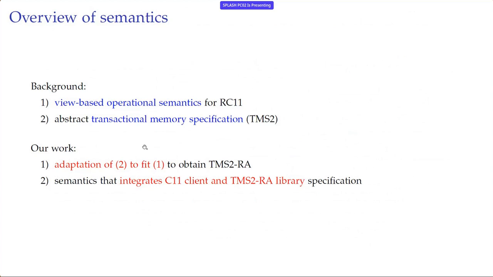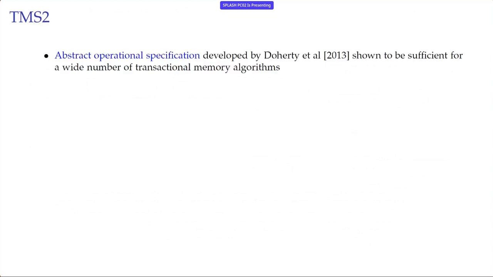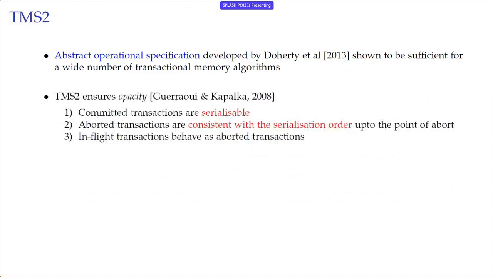So essentially what we've done is we've mashed the two things together to obtain a new type of transactional specification, which we call TMS2-RA, and that provides the right thing that we need. TMS2 is the specification that guarantees another property called opacity, which I won't describe in too much detail, but essentially what it guarantees is that all the committed transactions are somehow serialized in some global total order.